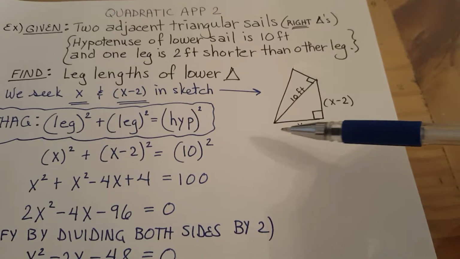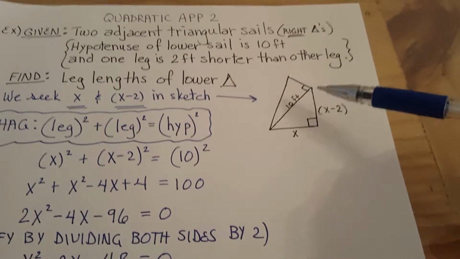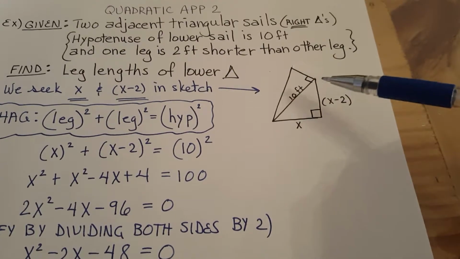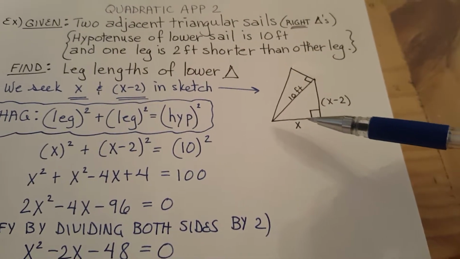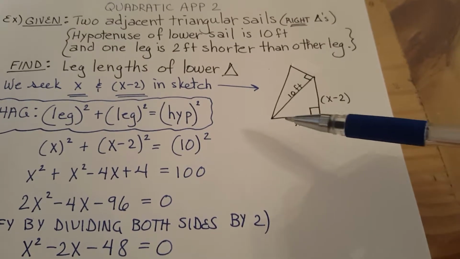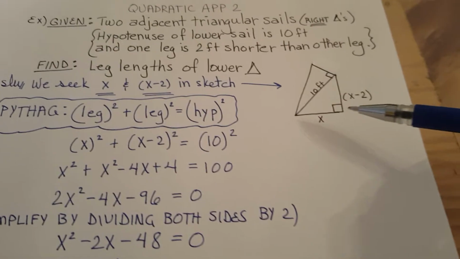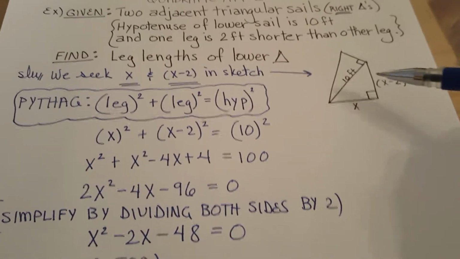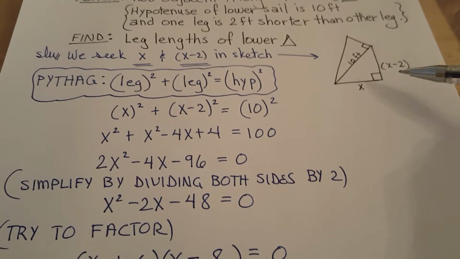So I drew the picture here. Here's a right triangle, and here's the adjacent right triangle. The hypotenuse of the lower right triangle, the side opposite the 90-degree angle, is 10 feet. They said one leg is 2 feet shorter than the other, so we'll name this leg X, and we'll name this one X minus 2. Now, we are seeking the X and the X minus 2 in the lower triangle because that's what they asked for.